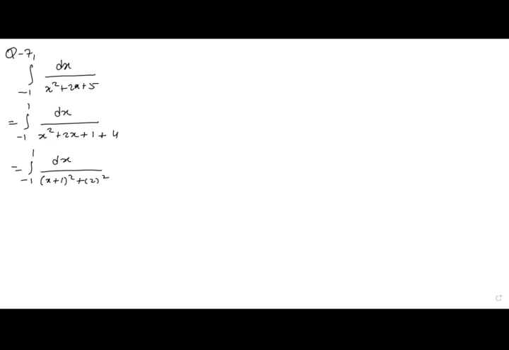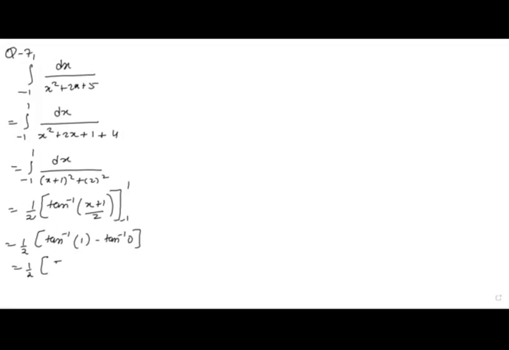This is of the form 1 upon x square plus a square, whose answer is 1 by a tan inverse x by a, and we'll keep the limit minus 1 to 1. So keeping the value of x as 1, I will get tan inverse 1, and keeping the value of x as minus 1, I will get 0. So this is 1 by 2 and tan 0 is 0. So my final answer is pi by 8.